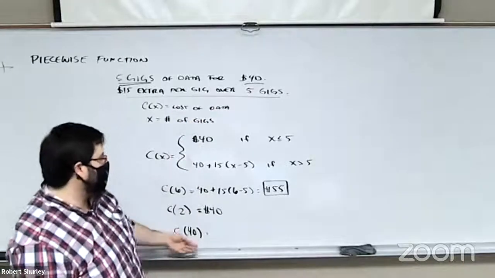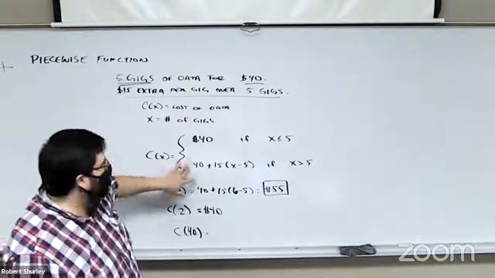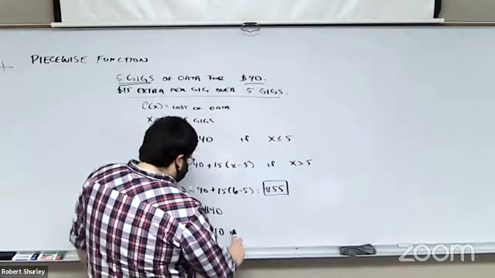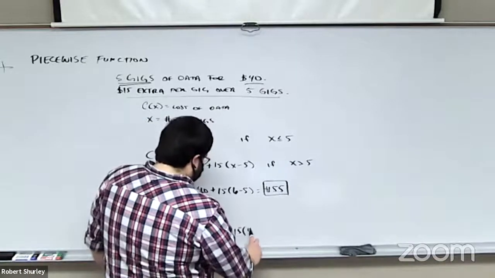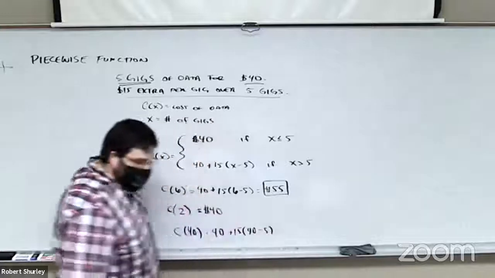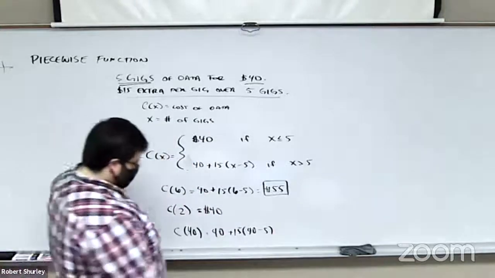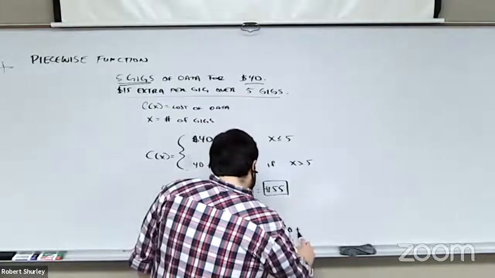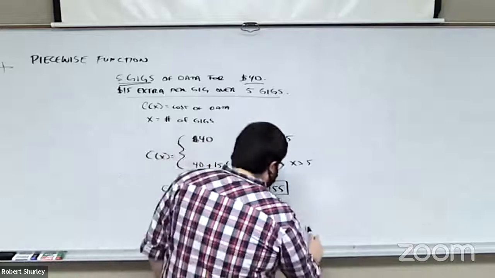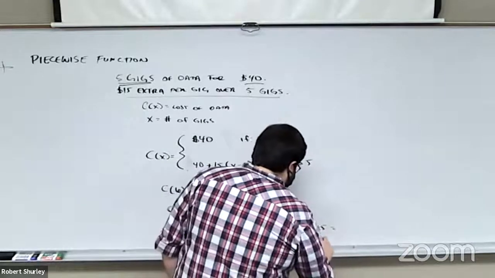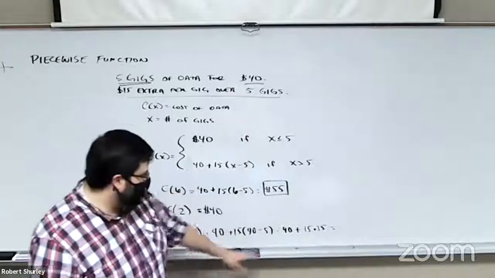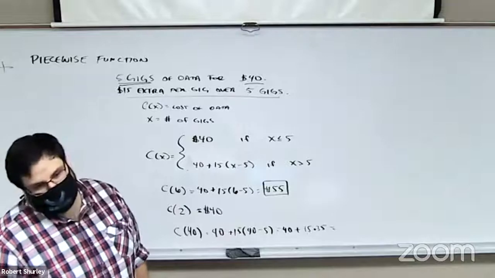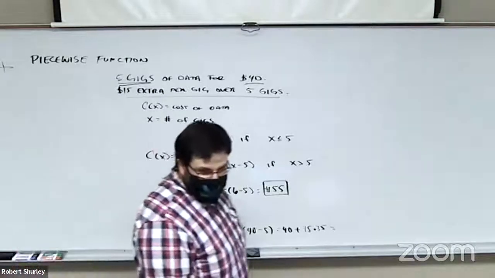So let's see how much that'll cost. Again, it's going to be on the second one, right? We did not stay under our 5 gig. Okay, 40 plus 15 times 40 minus 5, right? Okay, I'm going to need a calculator. So we'd have 40 plus, now that's 35. So 15 times 35. That's the times. So 40 plus 15 times 35. 525. Did you get that too?